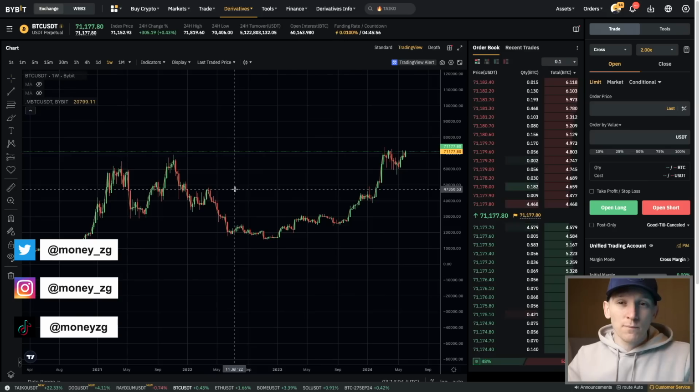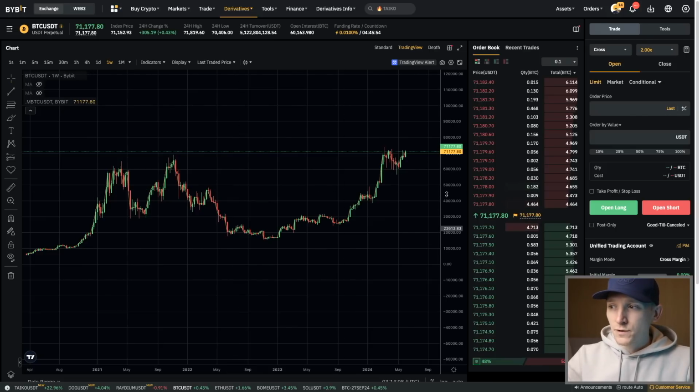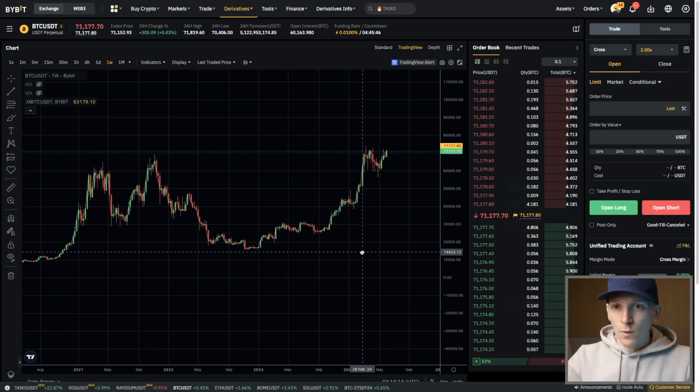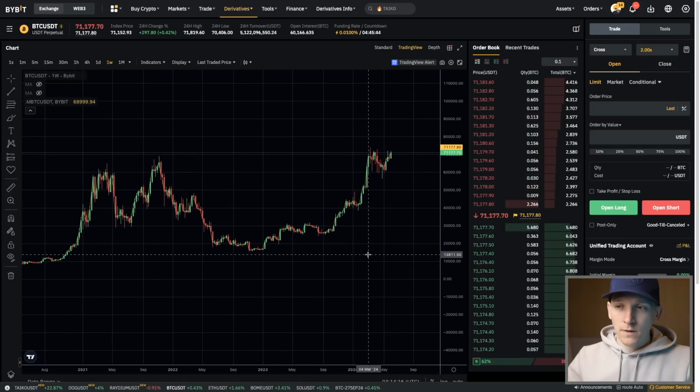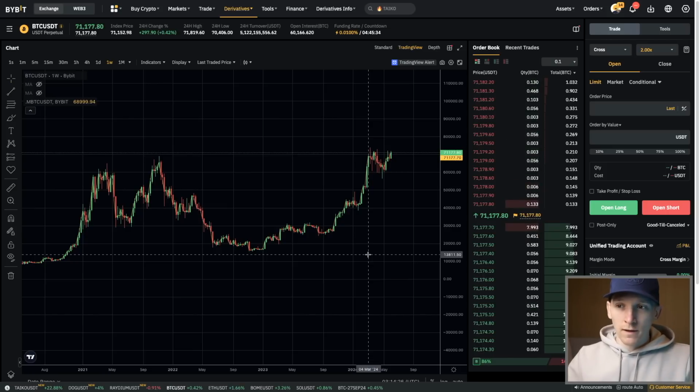We can use Fibonacci retracements and extensions to perfectly time our entries and exits for trades. This is a very simple strategy, and I'll leave all of the steps for this strategy as timestamps down in the description. So step one is to figure out what time frame we want to trade on, and are we in a trend that we can use with Fibonacci's?